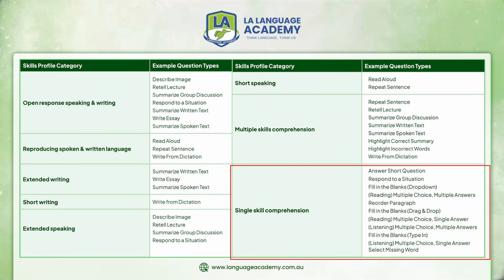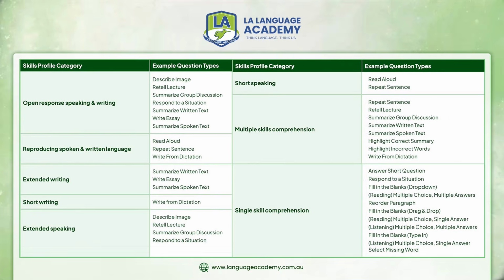Single skill comprehension will include most of the question types which just contribute towards a single module. Answer short question, respond to a situation, reading drop down blanks, reading MCQ multiple answer, reading reorder paragraph, reading drag and drop blanks, and reading MCQ single answers. Listening MCQ multiple answers, listening fill in the blanks, listening MCQ single answers, and select missing words. So these are the different question types which fall under different skill profile categories.